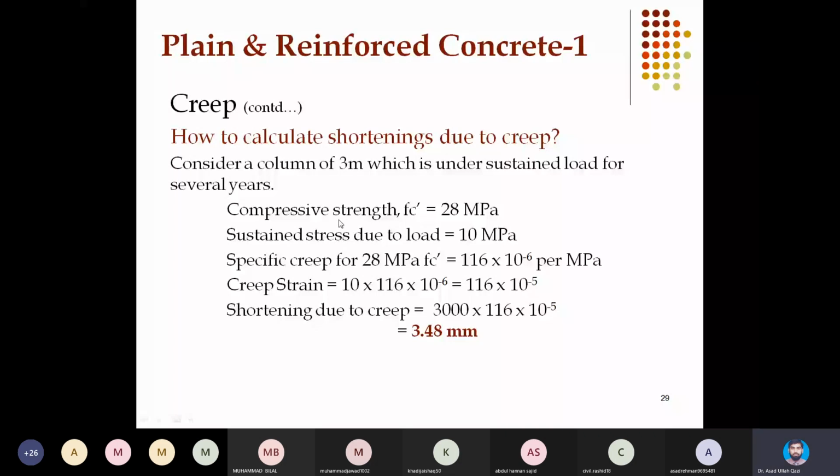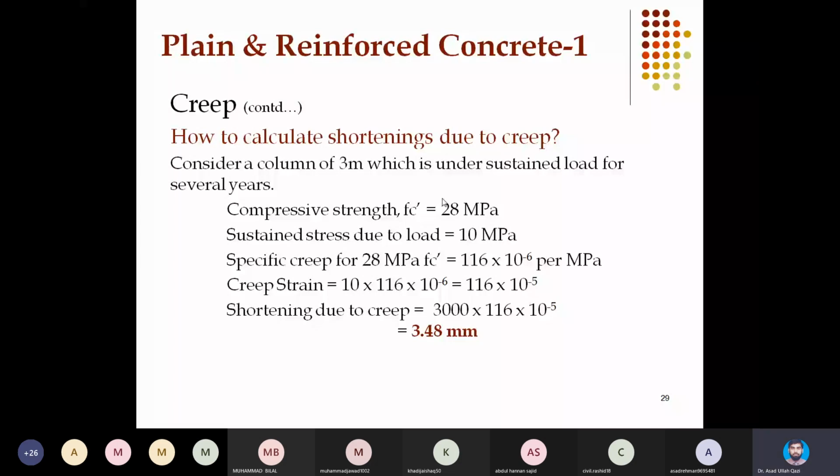explained here in this simple example for a column of 3 meter length. Concrete of that column is 28 megapascal. However, the column is sustained under a stress of 10 megapascal. So in terms of its compressive strength, the column is sustained at a lower magnitude of stress, even less than half of its peak. Half of its peak will be 14 megapascal. So it is 30 to 40% of the f'c.